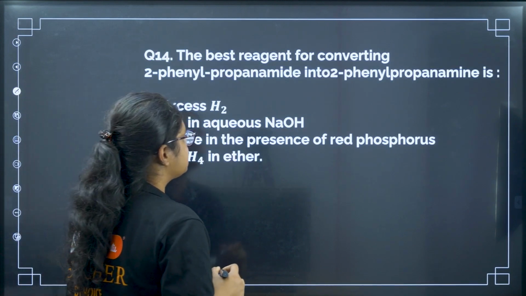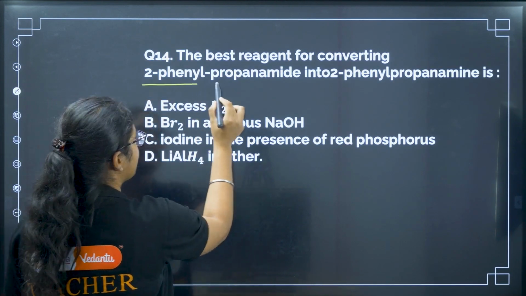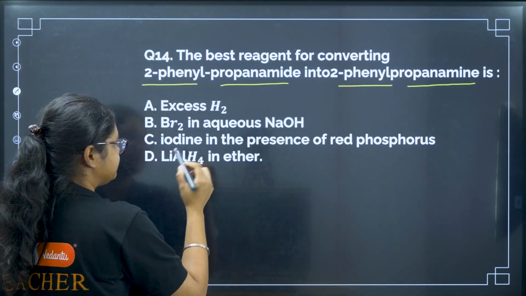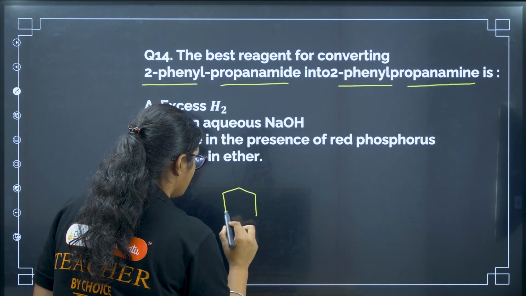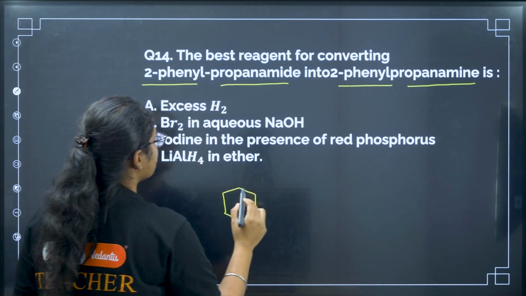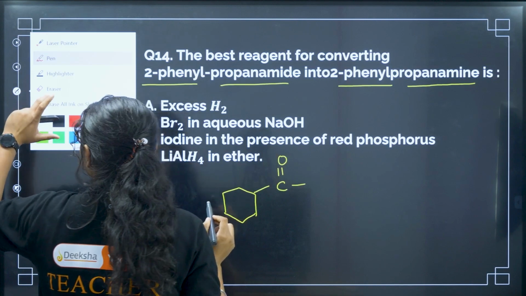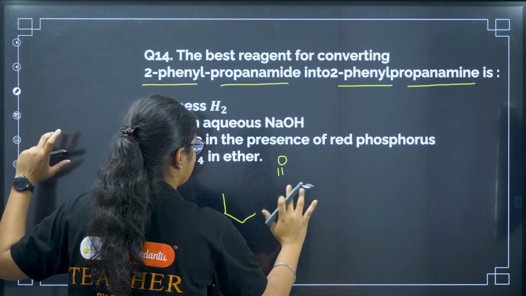Next, the best reagent for converting 2-phenyl propanamide into 2-phenyl propanamine. So if you see here, 2-phenyl, we have propanamide. Okay, sorry, one second.